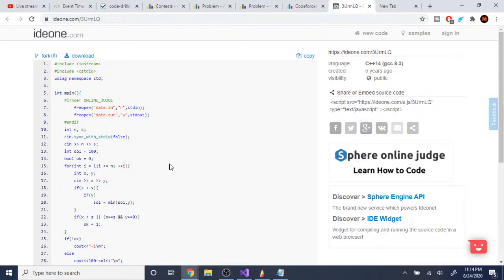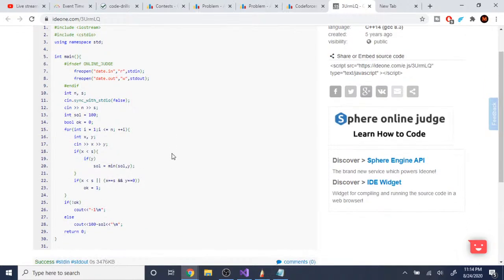Okay. If x is less than s, right? Then if y is greater than 0, we find the minimum of y. So the solution is 100 minus y. If x is less than s, or x is equal to s and y is equal to 0, then it's fine. Find the minimum of y.